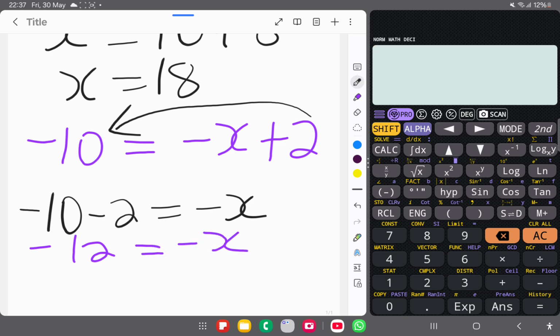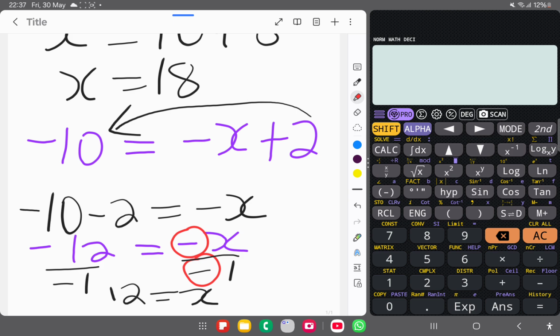So we are solving for x, but not negative x. So you have to divide both sides by minus 1. So x will be equal to 12. To remove the negative here, you divide by minus 1. Then your answer is x equals 12.